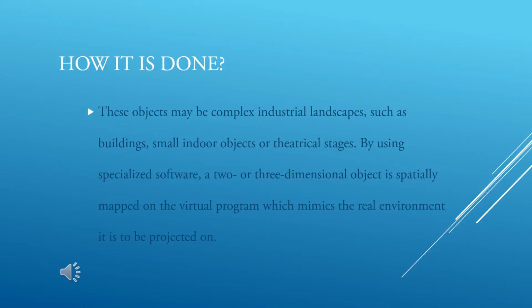These objects may be complex industrial landscapes such as buildings, small indoor objects, or theatrical stages. By using specialized software, a 2- or 3-dimensional object is spatially mapped on the virtual program, which mimics the real environment it is to be projected on.